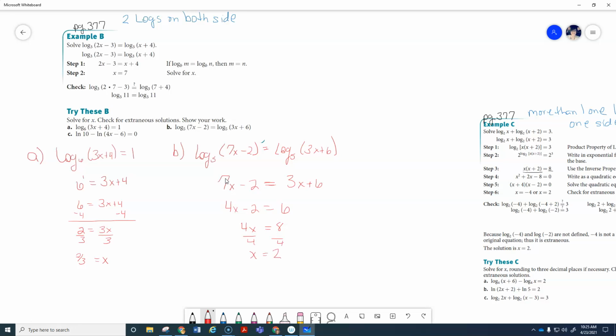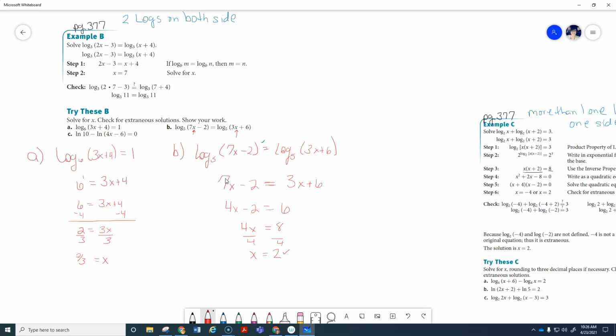Check for extraneous solutions. If you plug 2 in right here for x, you get 14 minus 2, so that would be log base 5 of 12, which can be evaluated. Then you plug 2 in right here for this x, and 3 times 2 is 6, and 6 plus 6 you get 12 as well. So 2 is the part that works.